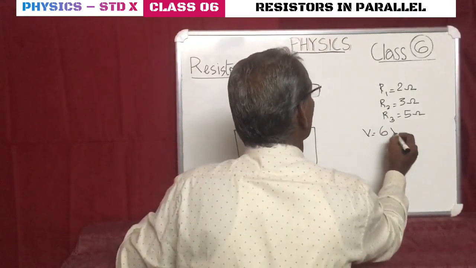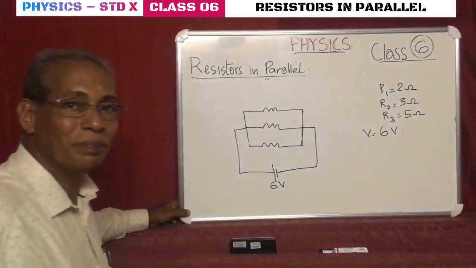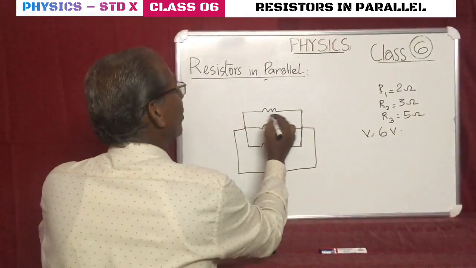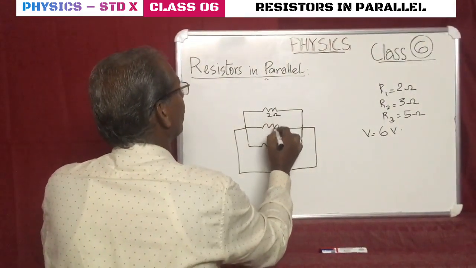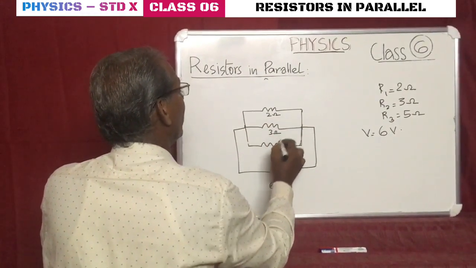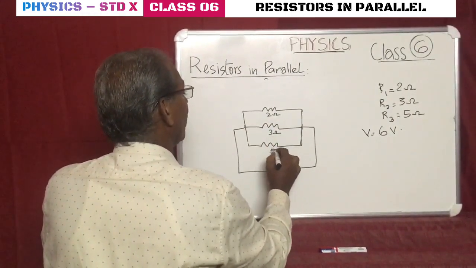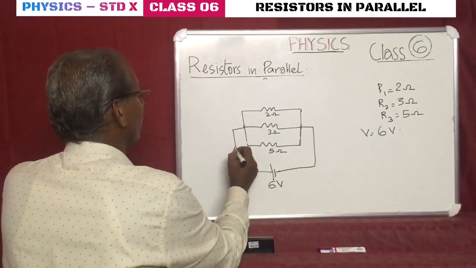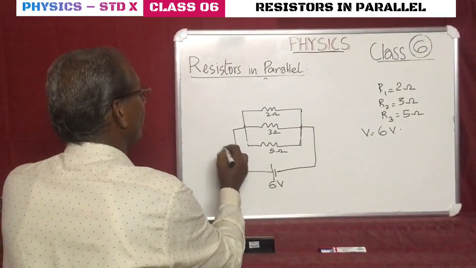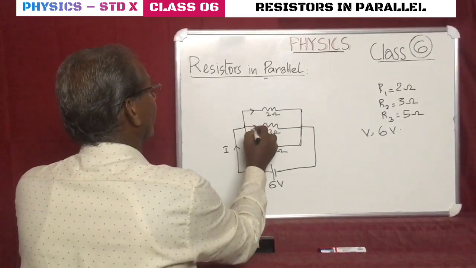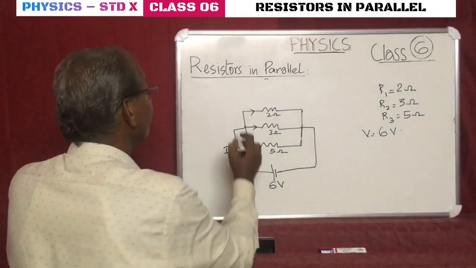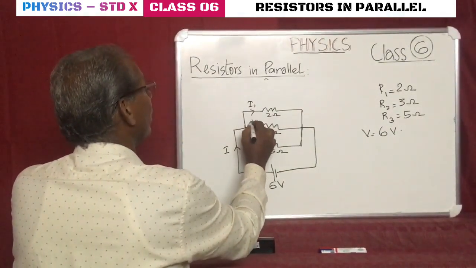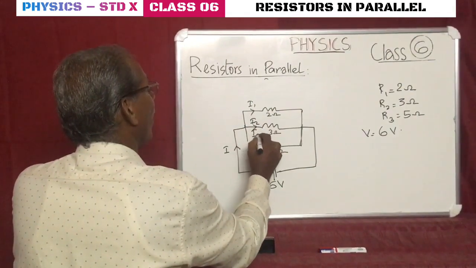Voltage is 6 volt. Now R1 is 2, R2 is 3 and R3 is 5. Current flowing is I, and current through the branches I1, I2, I3.